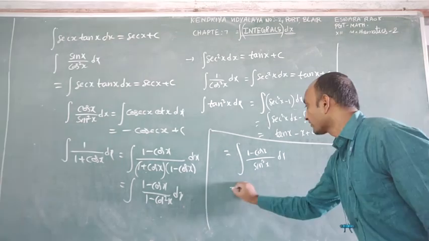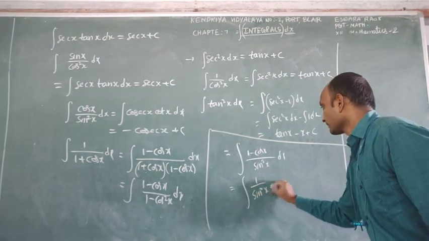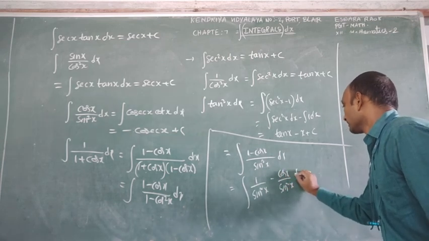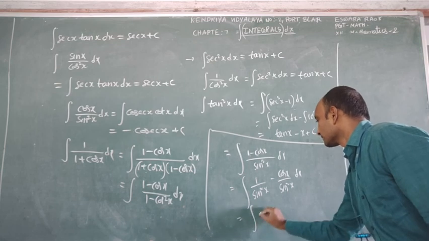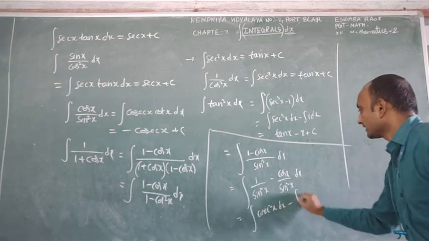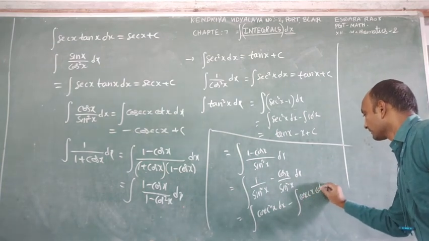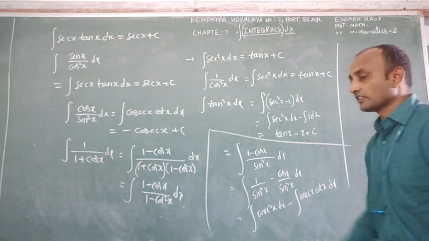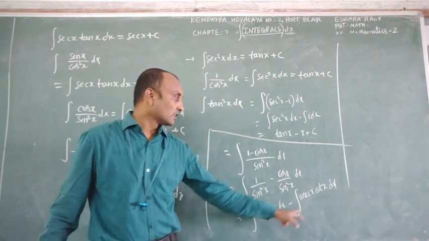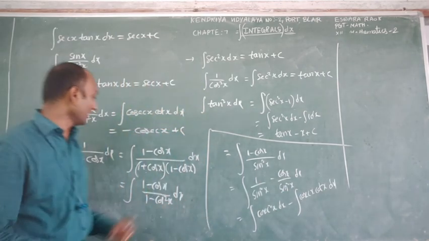So now split the fraction. 1 by sin square x minus cos x by sin square x. Now what is 1 by sin square x? Cosecant square x. Minus what is cos x by sin square x? Cosecant x cot x into dx. Now apply the formulas. Cosecant square x integration is minus cot x. Cosecant x cot x integration is minus cosecant x. That is one way.